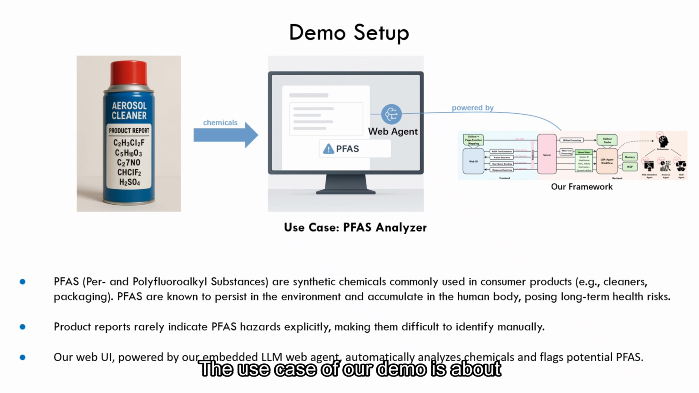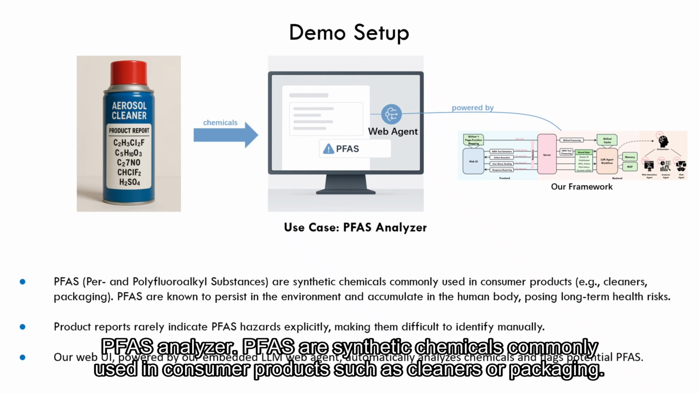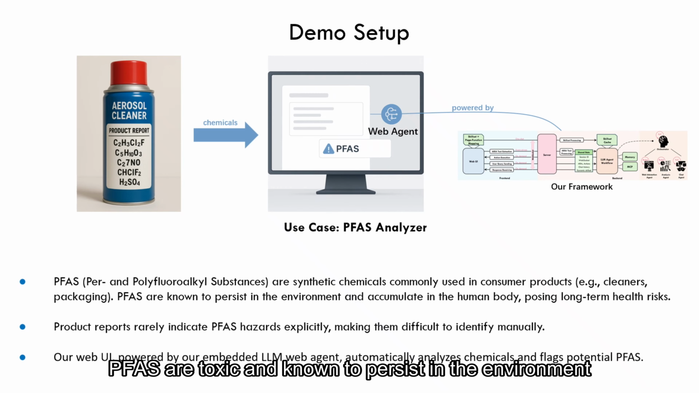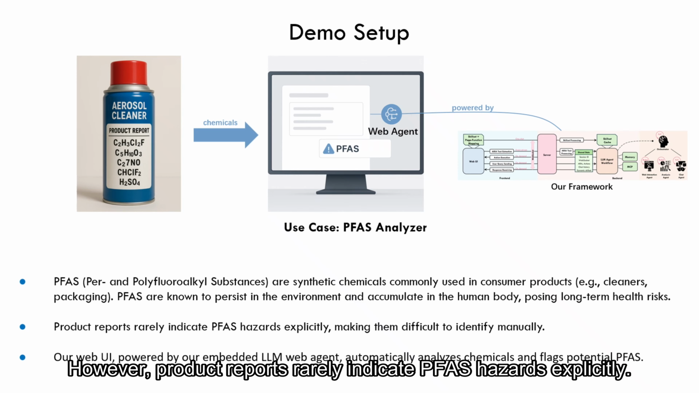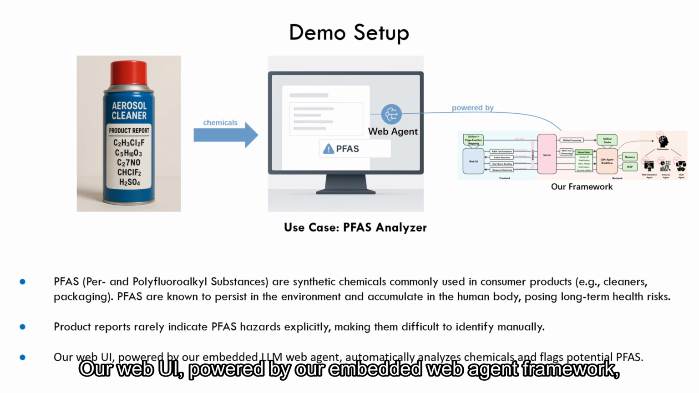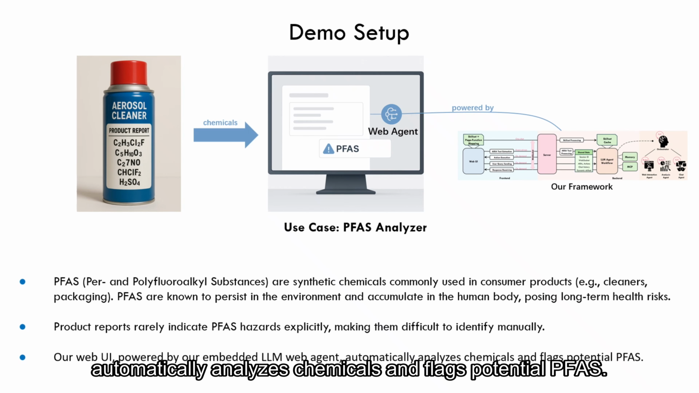The use case of our demo is a PFAS analyzer. PFAS are synthetic chemicals commonly used in consumer products like cleaners or packaging. PFAS are toxic and known to persist in the environment or accumulate in the human body. However, product reports rarely indicate PFAS hazards explicitly. Our web UI, powered by our embodied web agent framework, automatically analyzes chemicals and flags potential PFAS.